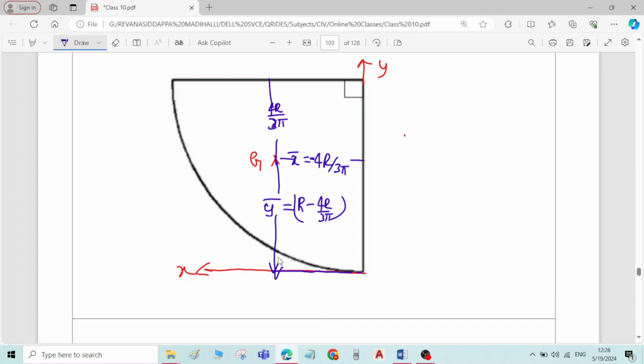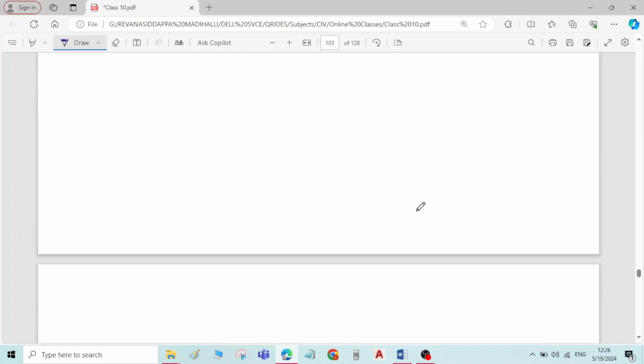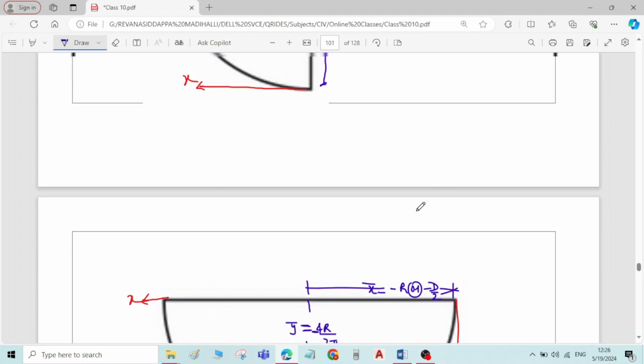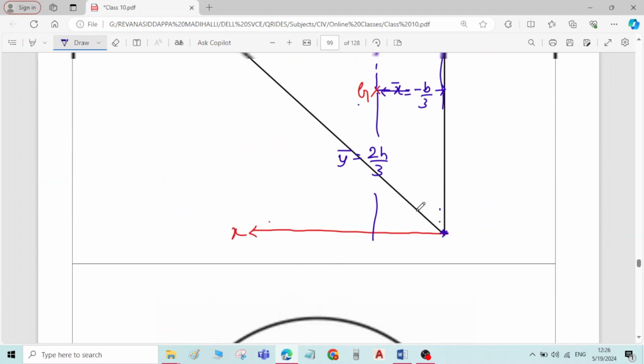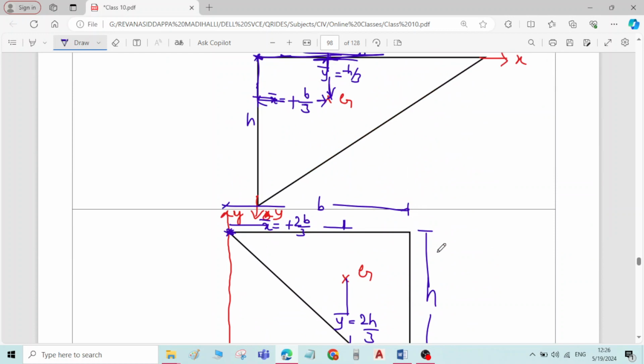That is how we have to apply the formula. If the total radius of the quadrant of the circle is r, this overall radius minus this 4r by 3 pi will give the distance of the centroid from this reference x-axis. So that is how you have to apply the formula. I hope you got some idea on applying the formula and taking the suitable sign for it. So in the next video we'll start solving the problems. Thank you.